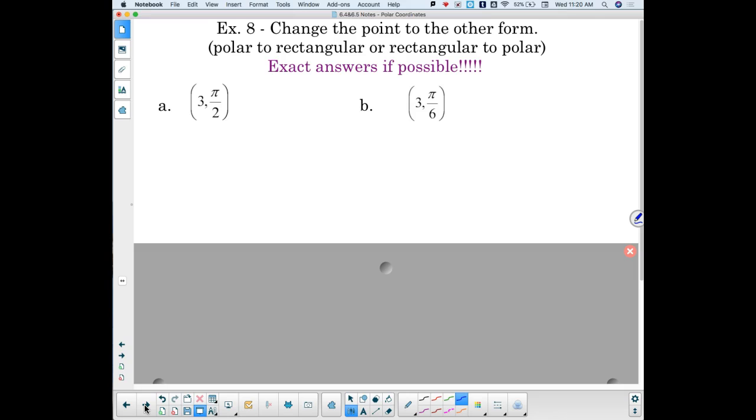So, looking at letter A, is that in polar form or is that in rectangular form? Polar. Why is it in polar form, Morgan?